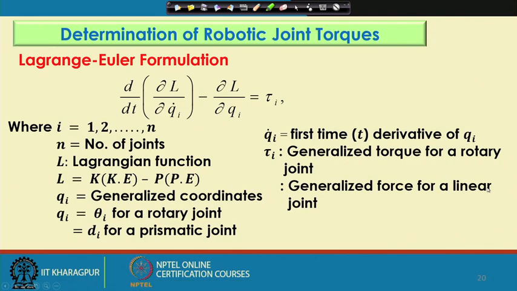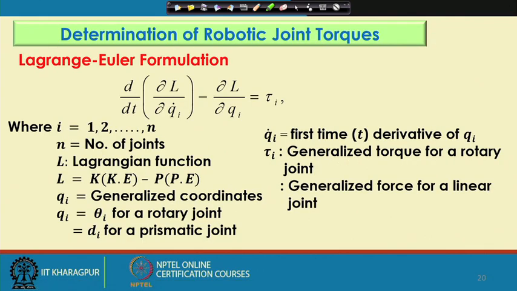So, it is a bit difficult to determine the inertia tensor. In fact, we try to take the help of some sort of finite element analysis to find out what should be that particular inertia tensor. So, this is the way we try to find out the inertia tensor for the robotic link.